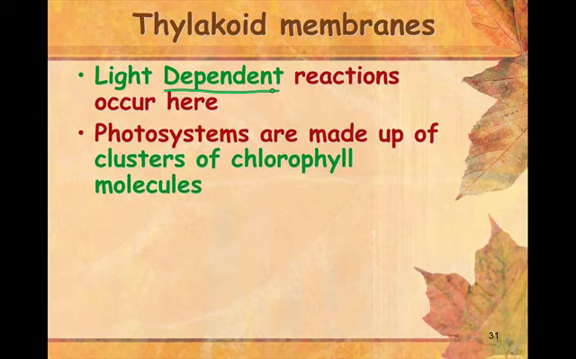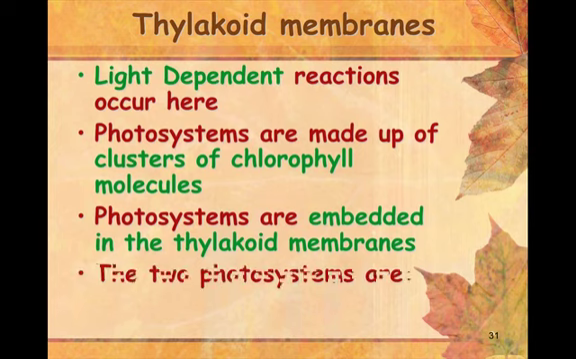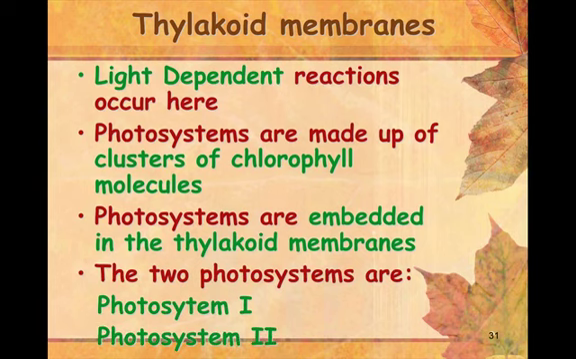Photosystems are made up of clusters of chlorophyll molecules. And if you recall from the last notes, chlorophyll is the pigment. And there was chlorophyll A and chlorophyll B. The photosystems are embedded in the thylakoid membranes. And there are 2 photosystems, photosystem 1 and photosystem 2. So those 2 are not that difficult to remember.